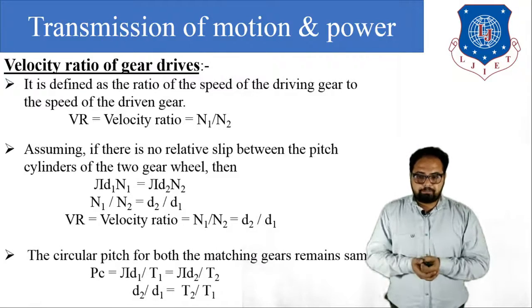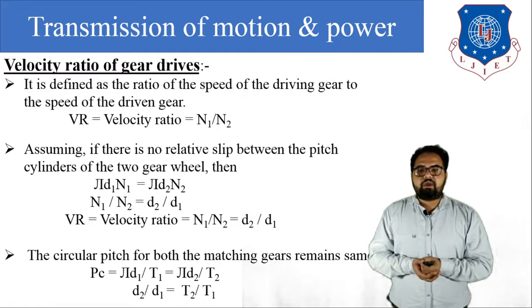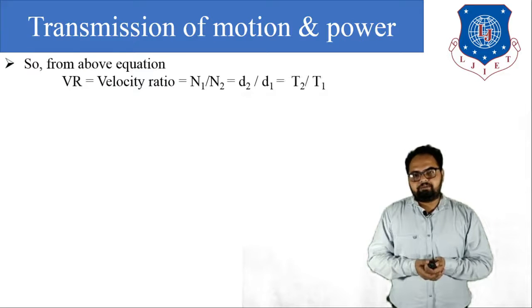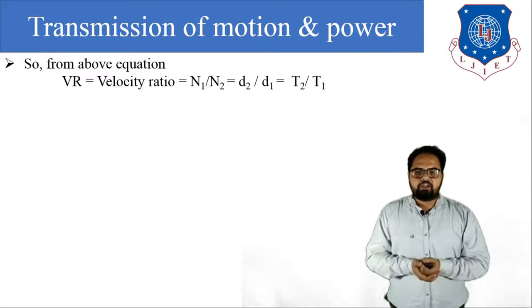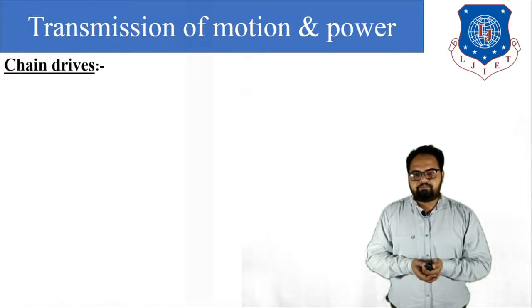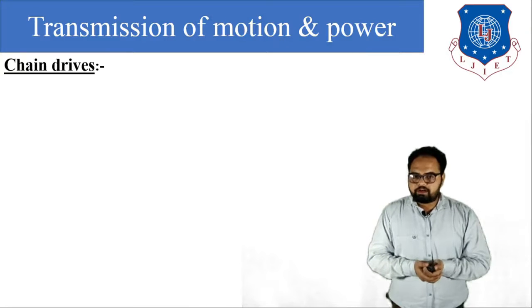Now the circular pitch for both the meshing gears remains the same. Then we can write pi d1 by t1 is equal to pi d2 by t2. So we can write the equation as d2 by d1 is equal to t2 by t1. From the above equation, the velocity ratio is given by N1 by N2 is equal to d2 by d1 is equal to t2 by t1. Now this is all about the gear drives.